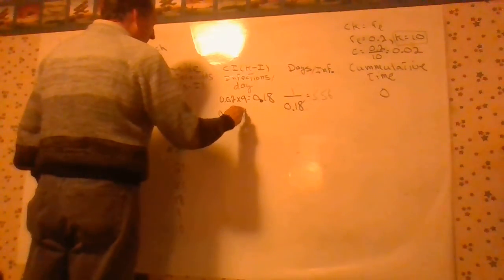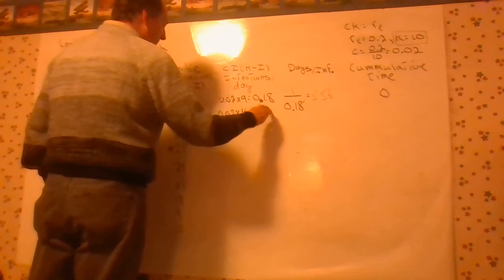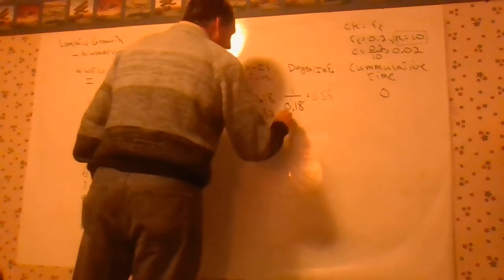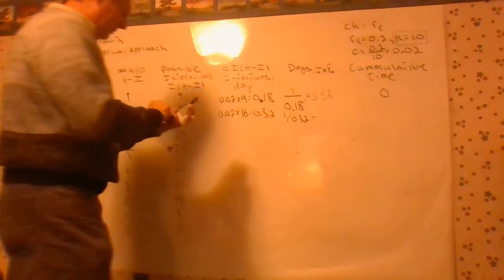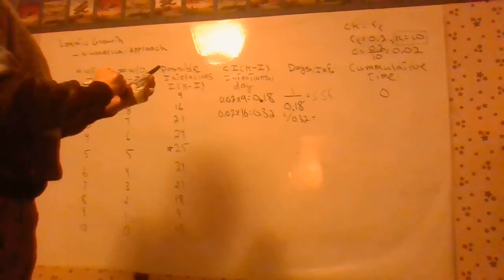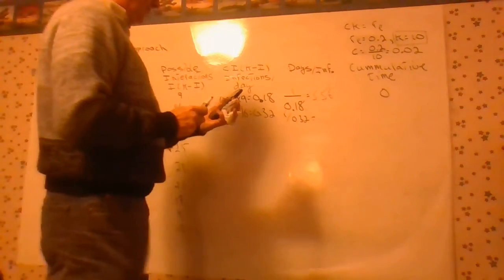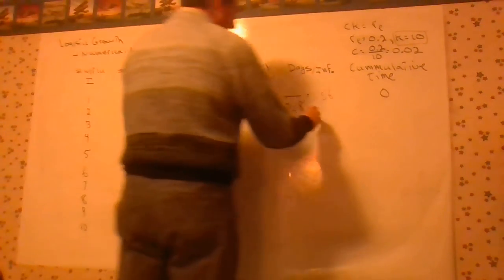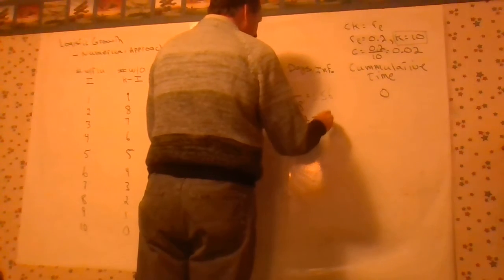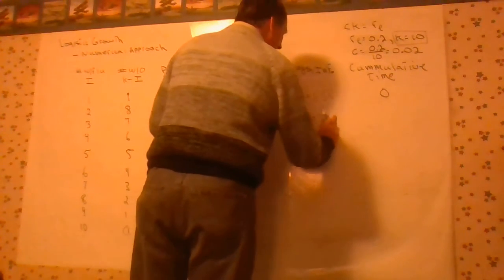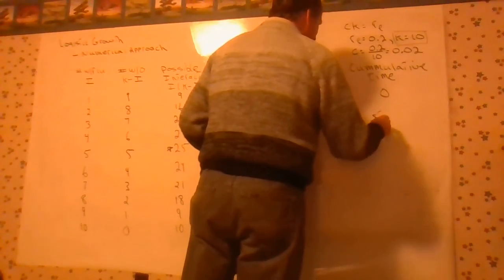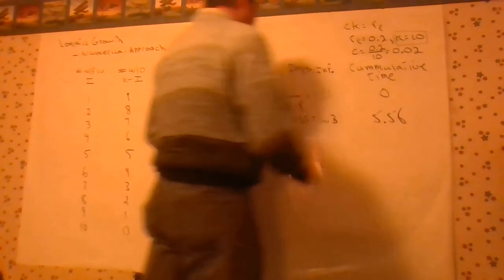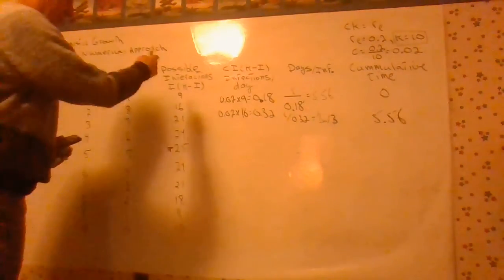0.02 times 16, 0.32. And then we do 1 over 0.32 equals 3.125. We will take that 3.13. And then we'll add this to this and get 5.56. And then we just continue all the way down.